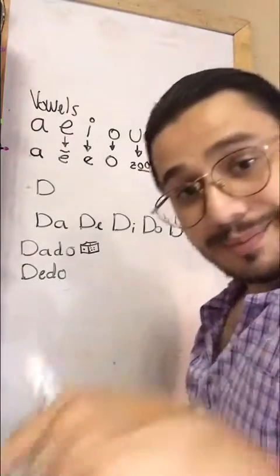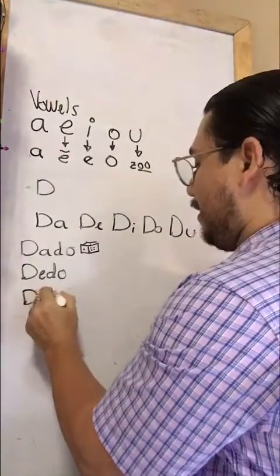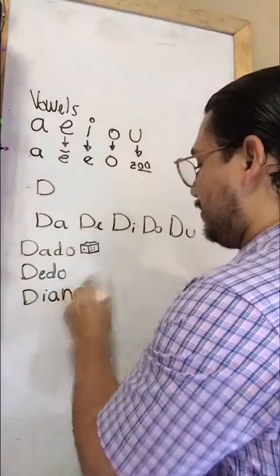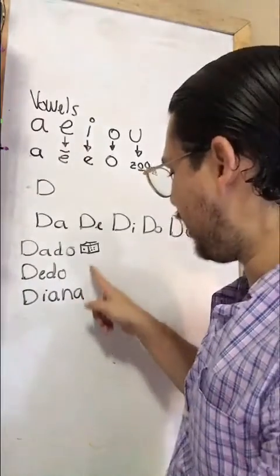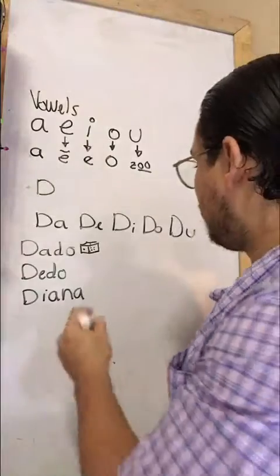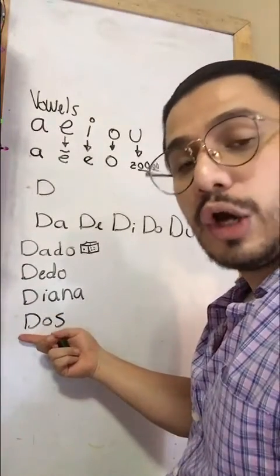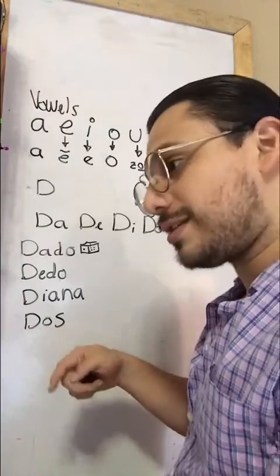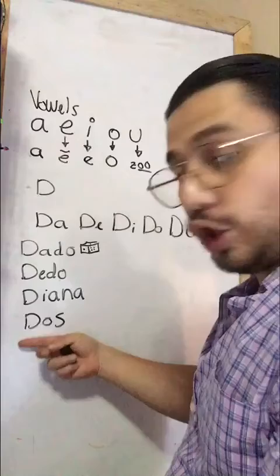Dedo, just what happened to you. Dedo. Diana, it's a name. I know that you write Diana with an H at the end, but we don't. So Diana. Dos, like the number, not dose. Dose is the amount of liquid that you put in something. Dos.